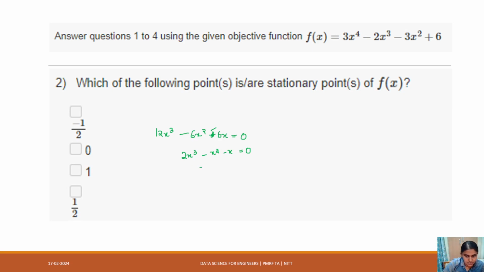So you can tell x equal to 0, that is fine, because if you get x into x square minus x minus 1 equal to 0, solving for this you can get x equal to 0. Then if you solve the other factor, you will get 1 and minus 1 by 2. Am I right? So B and C is an answer. 1 also is an answer. Minus 1 by 2 is also an answer.